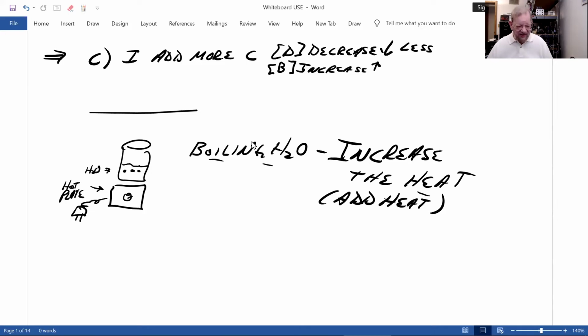Now, the opposite of that is an ice bath. And no, I'm not going to try and draw ice cubes. I think many of you would get injured laughing too hard, and I don't want that on my conscience. An ice bath is a beaker of water with ice cubes in it. And what does an ice bath do?